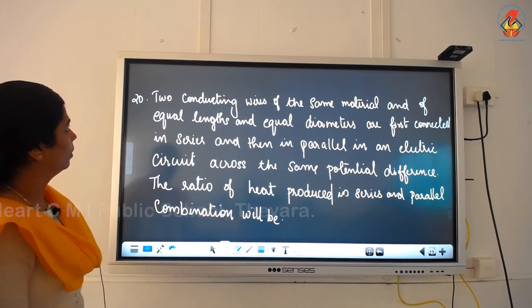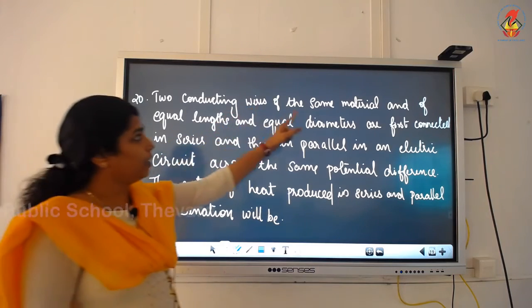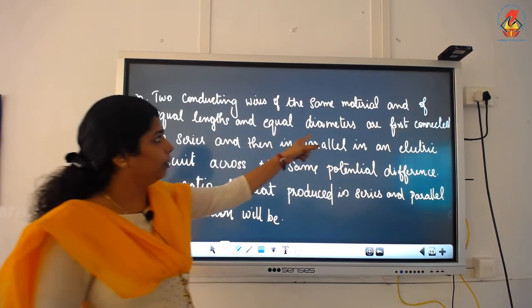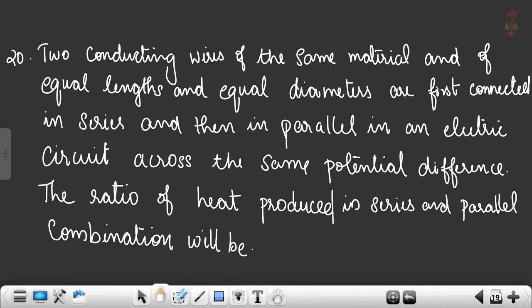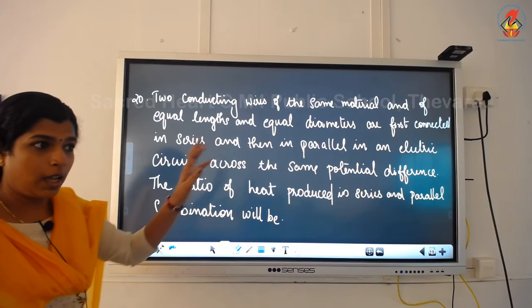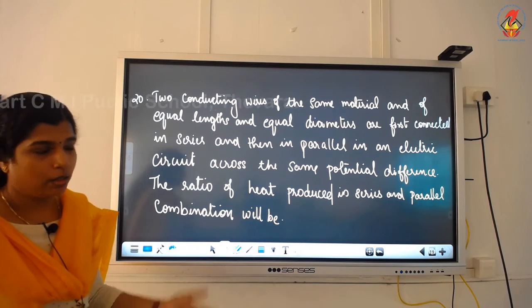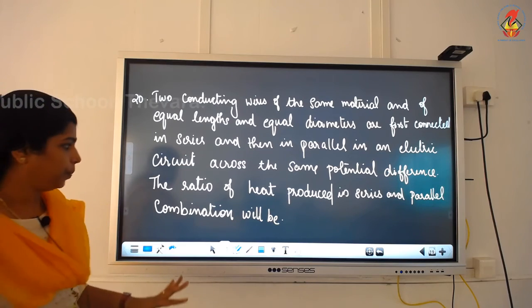Next problem. 2 conducting wires of the same material and of equal length and equal diameters are first connected in series and then in parallel in an electric circuit across the same potential difference. What will be the ratio of the heat produced in series and parallel combination? So, what is the heat produced when 2 resistors are connected in series? The same 2 resistors are connected in parallel. So, what is the heat developed in that case? Find the ratio.